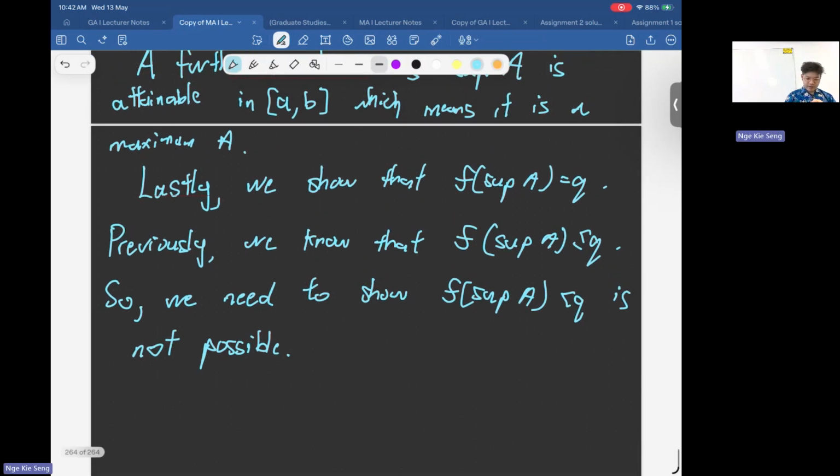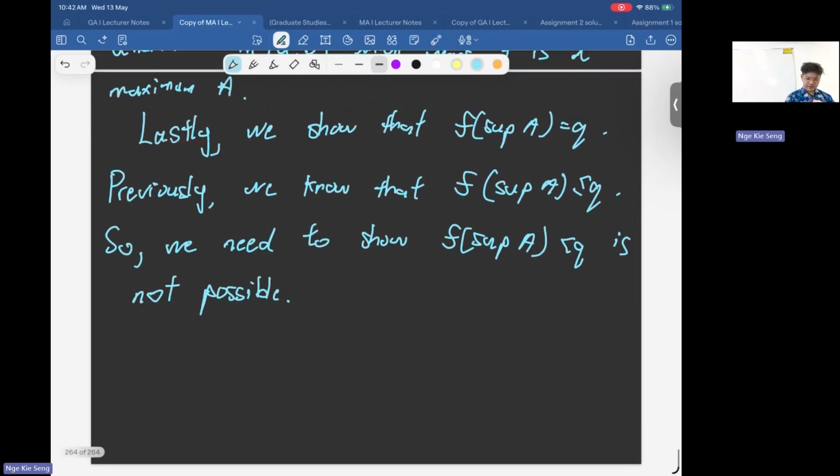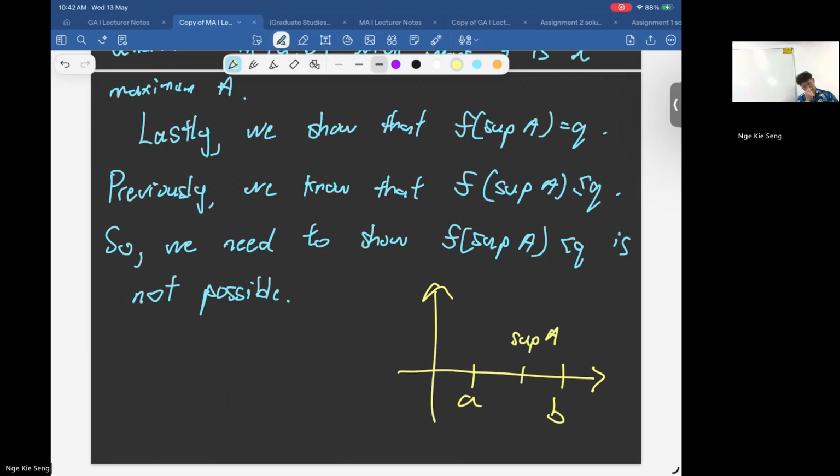Okay, maybe put some picture here, it's nicer. So we have A, we have B. My sub A maybe inside here. Okay, now we do some clever thing here. Maybe let me construct first, then we can discuss why we do this.